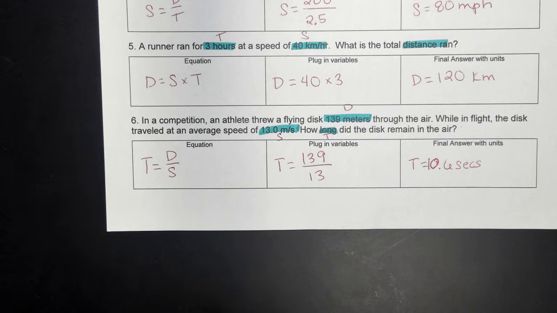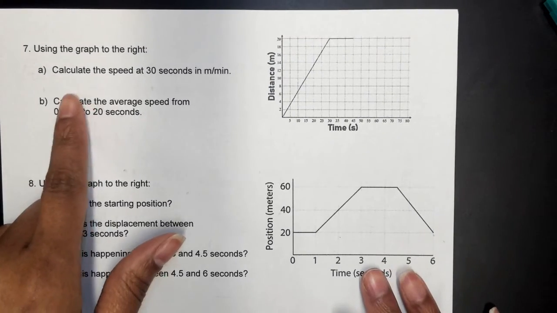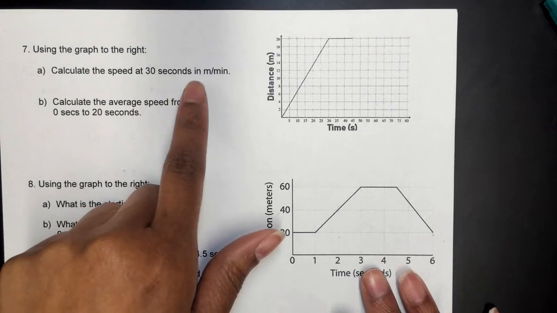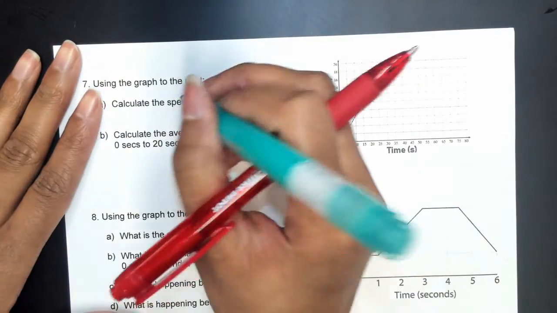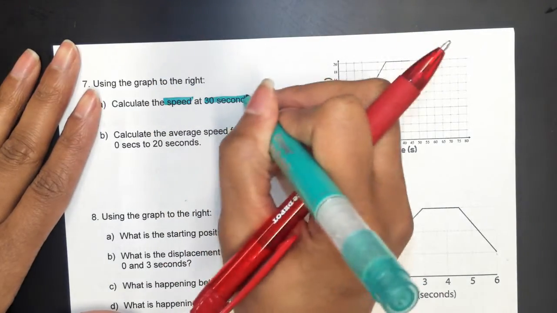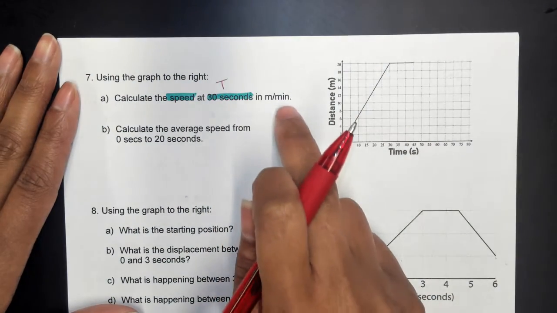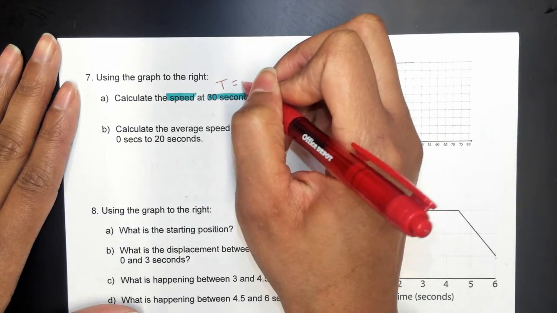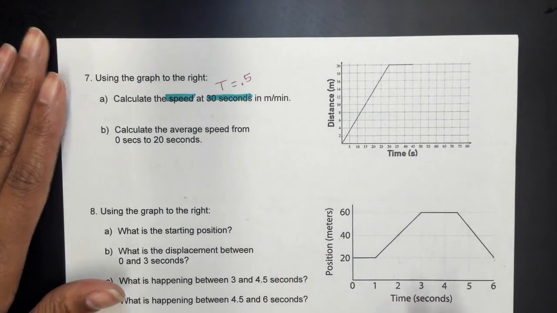Do we have any questions? Is it making sense what we did wrong? The only one that I do want to look at. I changed my mind. Calculate the speed at 30 seconds in meters per minute. So I want the speed. What's 30 seconds? That's my time, but I want it in minutes. So what do I change it to? 0.5. Half a minute. I know what you meant.